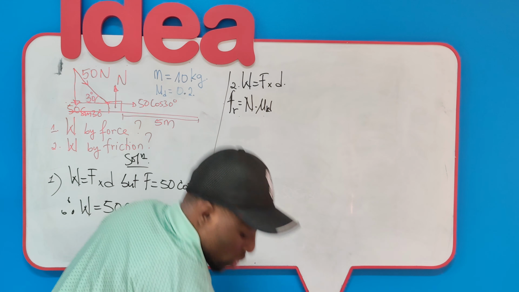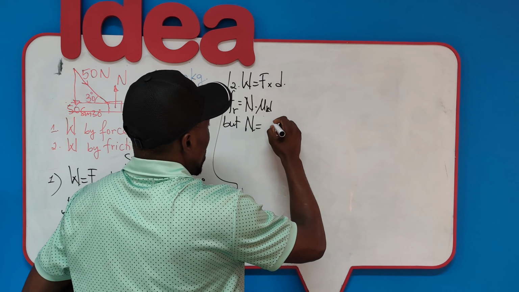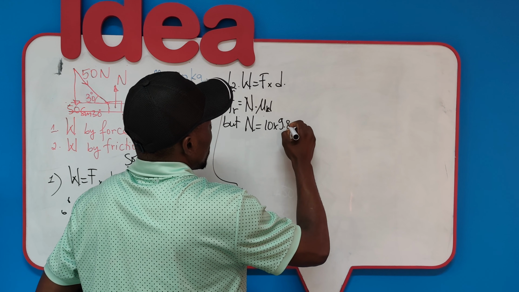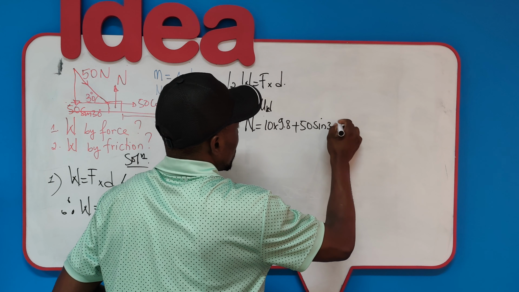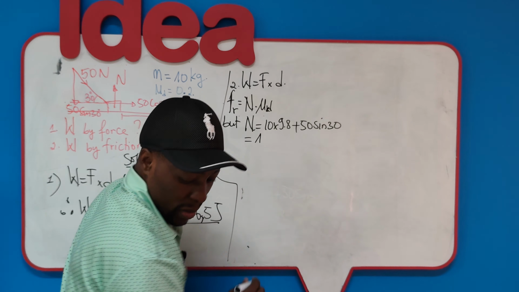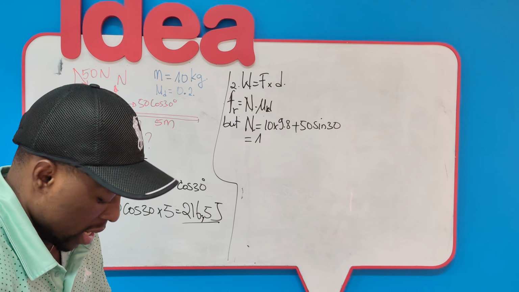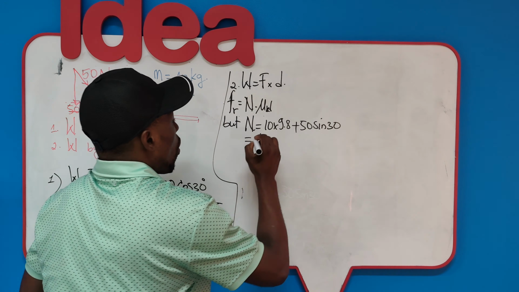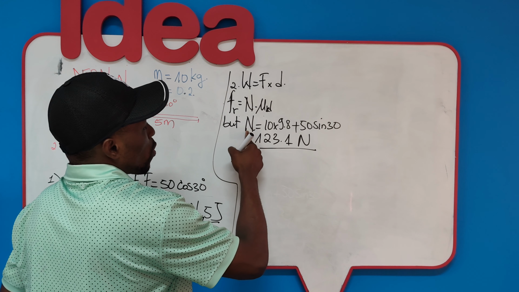So let me write this up here. N is going to be equal to mg, which is 10 times 9.8, plus 50 sin theta. If you punch this correctly, let me punch this very quickly: 10 times 9.8 plus this gives 123.1 Newton, not yet joules, dear friends, because this is still just a force.